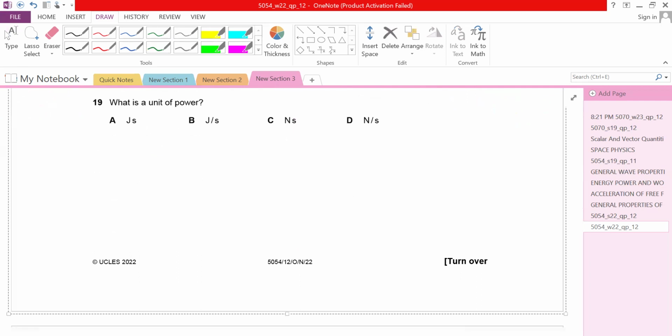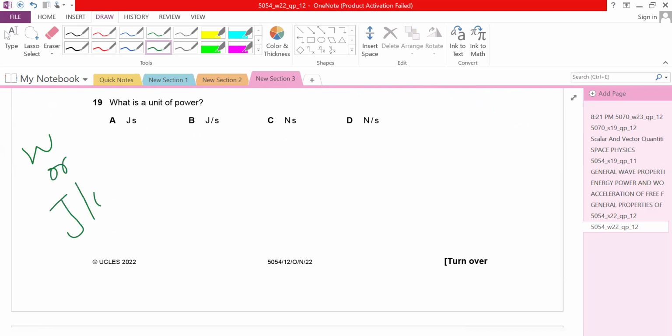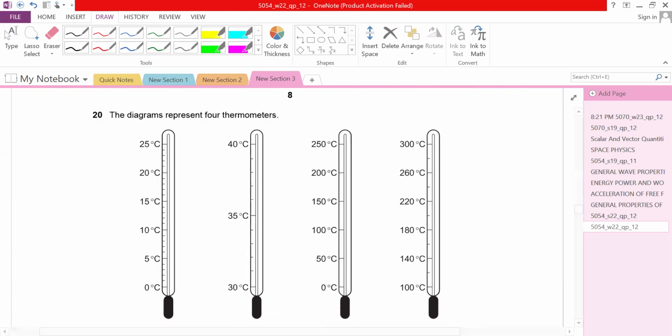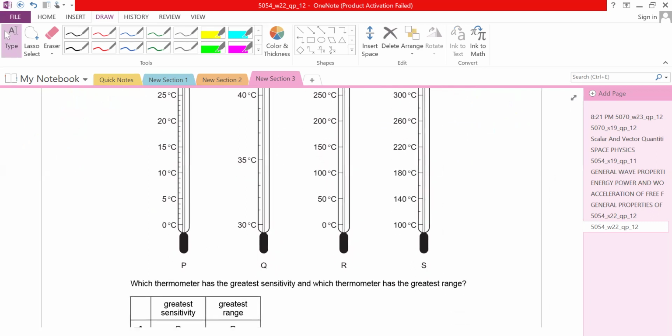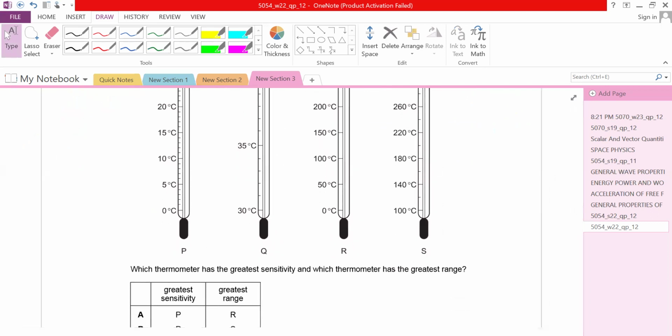Then what is the unit of power? As I told you, it's watt or joules per second, which we did in the above questions. So answer B is correct for question number 19. Then question number 20, four thermometers are shown. These are the four thermometers. Which thermometer has the greatest sensitivity? So greatest sensitivity and the highest range.